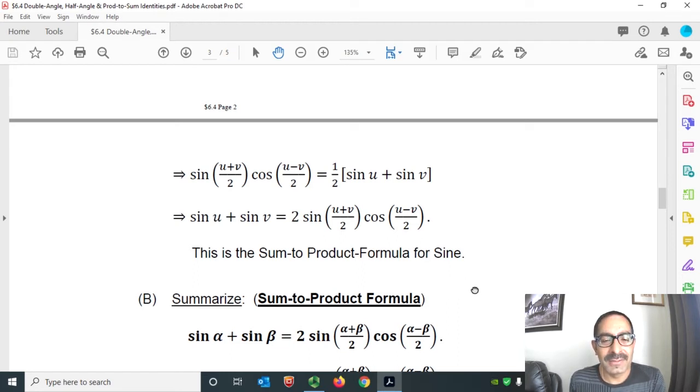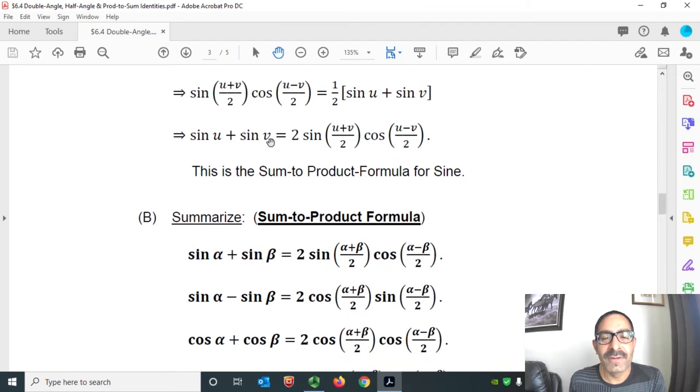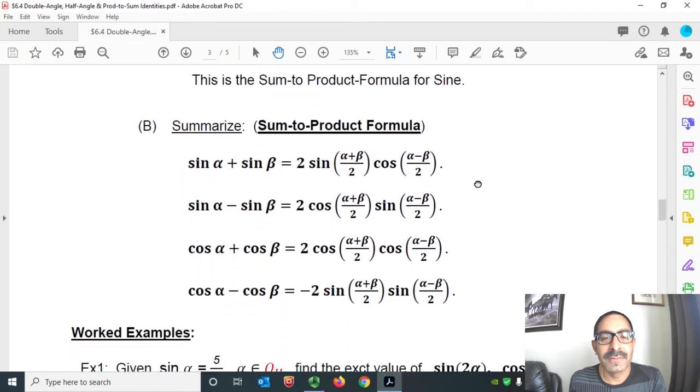Now let me summarize. Let me change u and v back to alpha and beta and give you the formula in terms of alpha and beta. So the sum to product formula is sine alpha plus sine beta equals 2 times sine of (alpha plus beta) over 2 times cosine of (alpha minus beta) over 2. Let me scroll down. Now similarly, it turns out that sine alpha minus sine beta equals 2 times cosine of (alpha plus beta) over 2 times sine of (alpha minus beta) over 2.